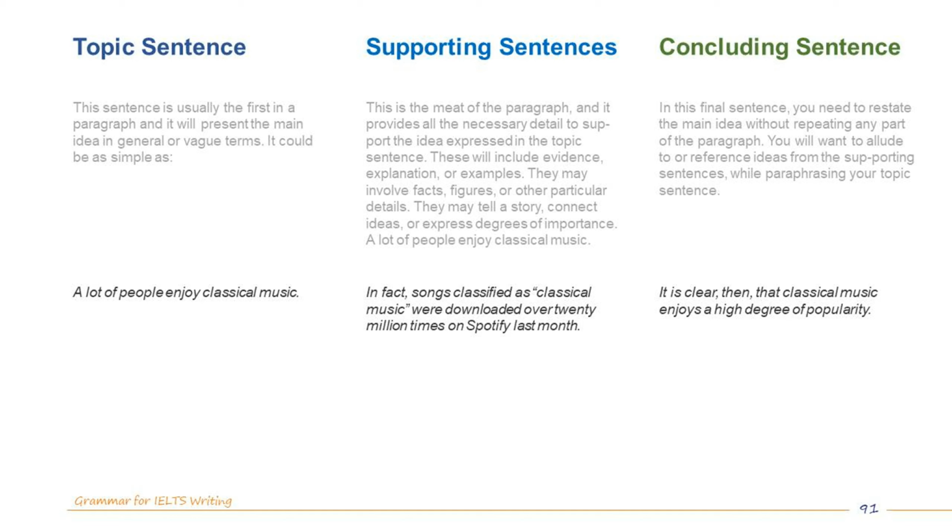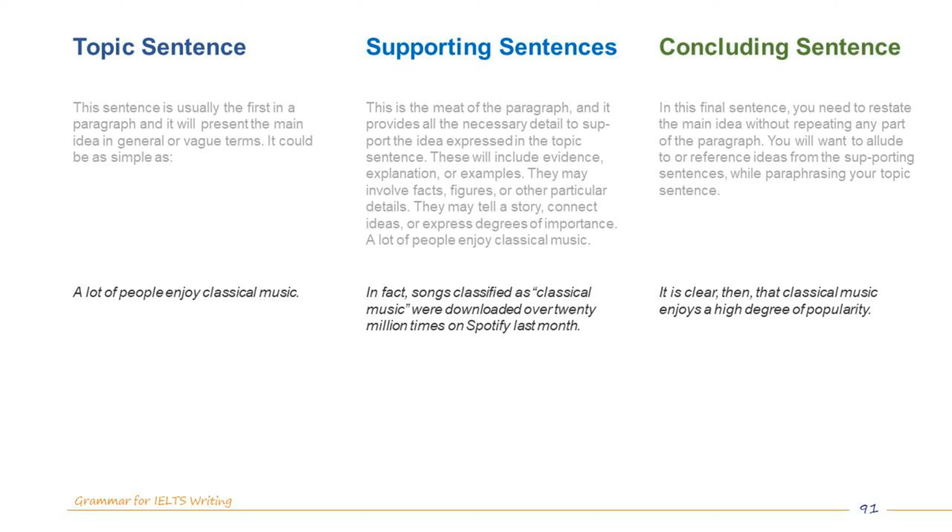The topic sentence is usually the first in a paragraph, and it will present the main idea in general or vague terms. It could be as simple as, a lot of people enjoy classical music. It should not contain any specific information, and rather than a definite number, you might want to say words like several or many.